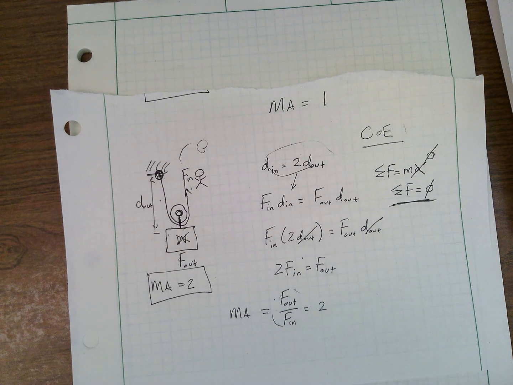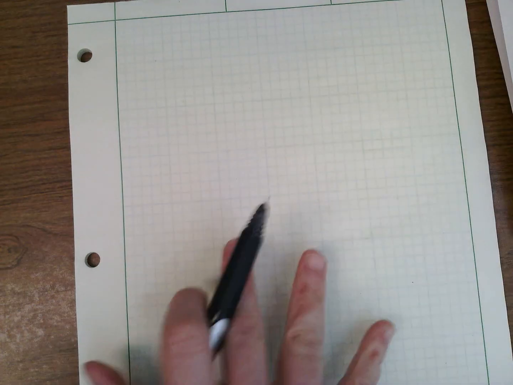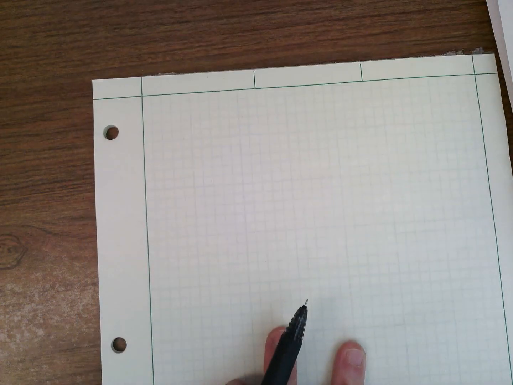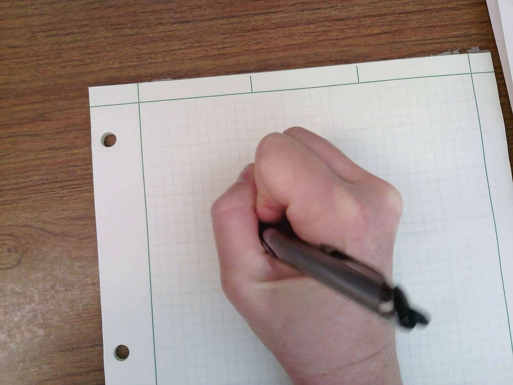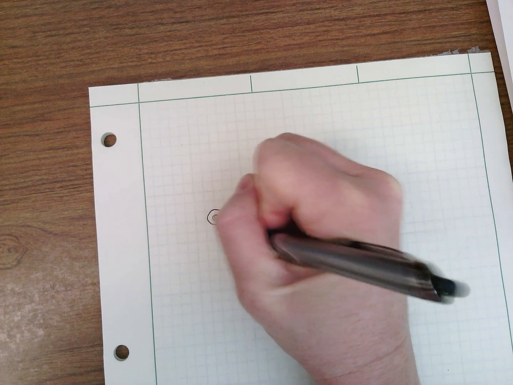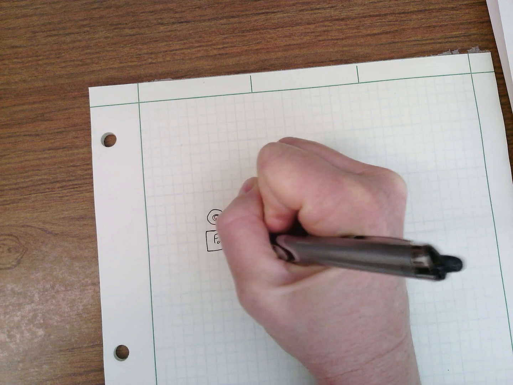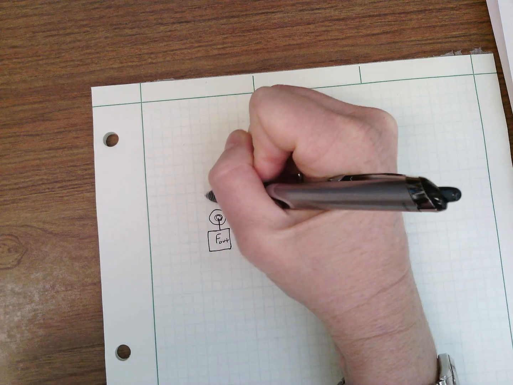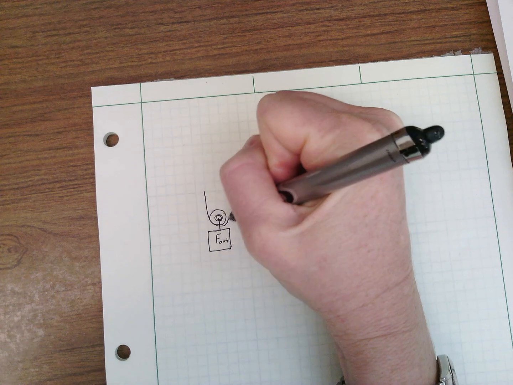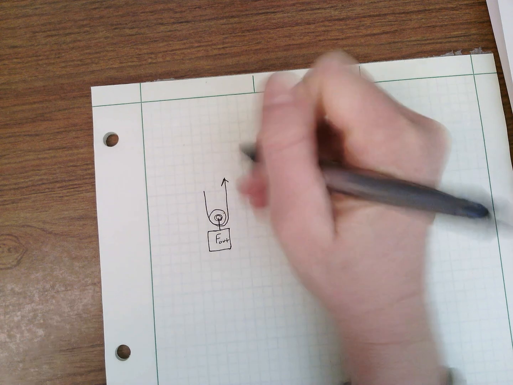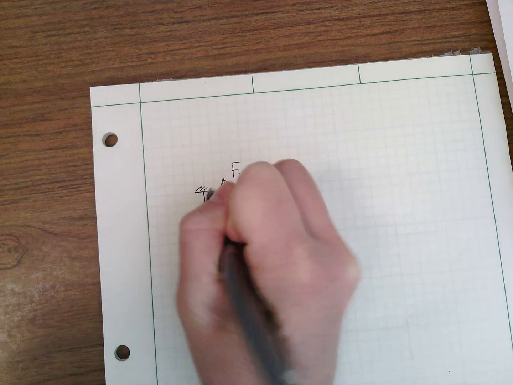All right. Okay. So let's look at this pulley system again. So I've got a pulley attached to a weight. Just going to label it F out. I've got a string, a rope that's coming around, and I'm pulling on the rope. And this end is fixed here. It's locked down.